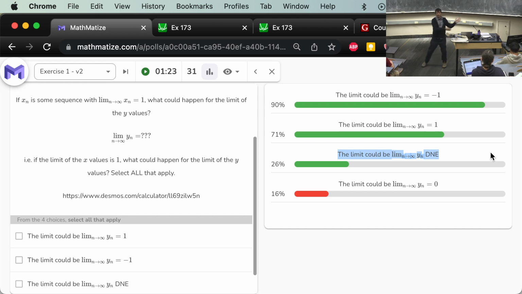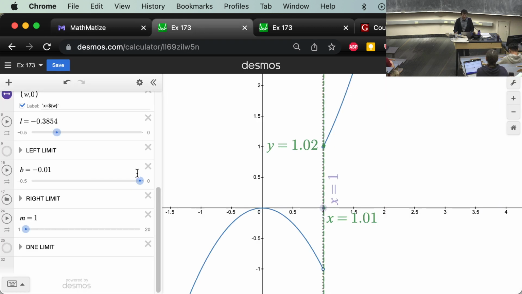So if you're coming purely from the left, the limit will be -1. If you're coming purely from the right, the limit will be 1. Let me show you what it looks like when you're going both ways. And if you noticed in Desmos, I have this little folder called "does not exist limit." Let's see what this looks like.